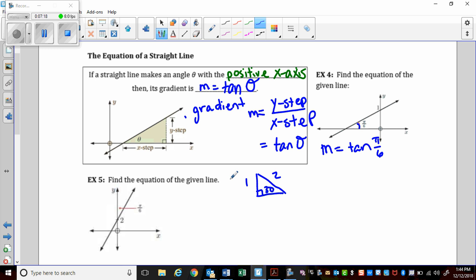And my ratio is 1 to square root of 3. Tangent is opposite over adjacent. So tangent is 1 over square root of 3, or if I multiply the top and the bottom by the square root of 3, it'll be the square root of 3 over 3.